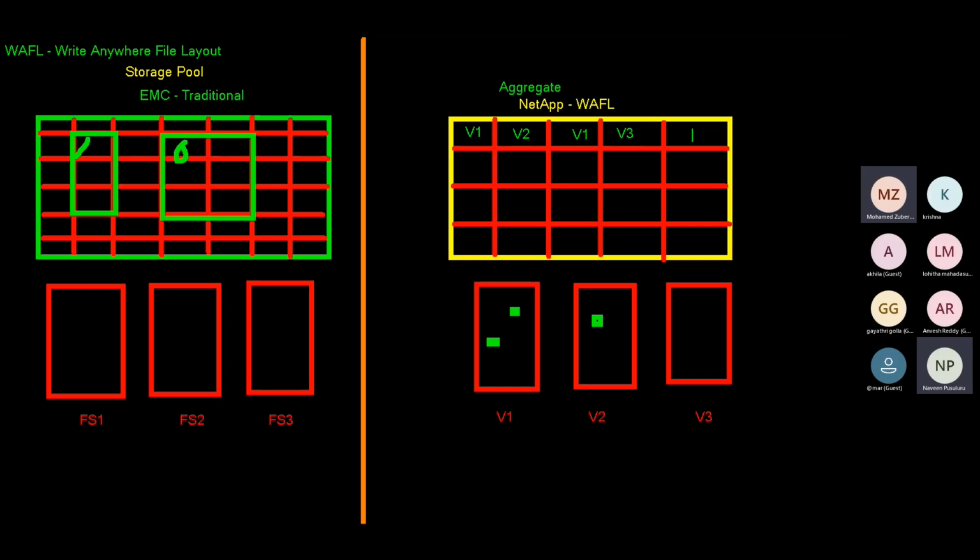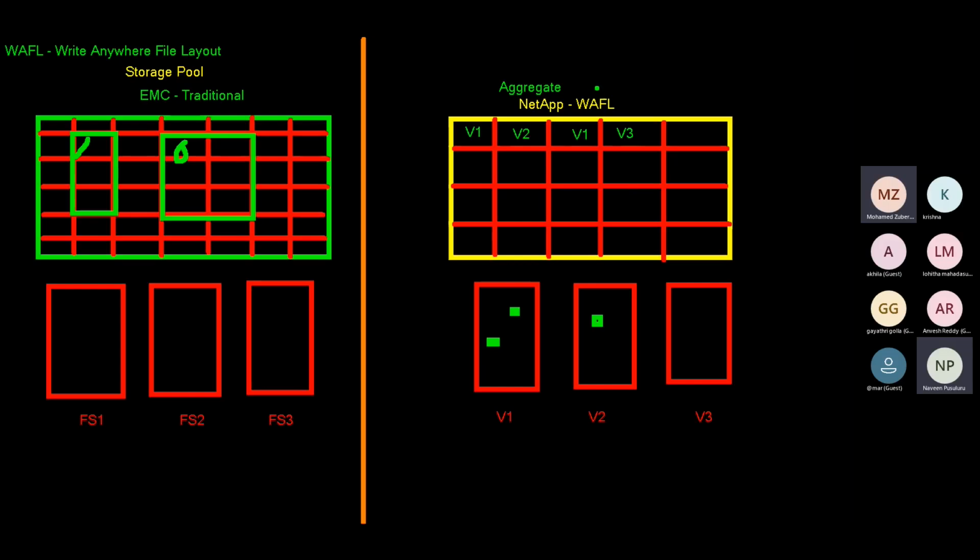That is the reason we are calling it Write Anywhere File Layout. That means there is no reserve for the volumes which are created at the aggregate level. No reserved blocks. If it finds a free block in any location, it will just dump the data there. That's it. Write anywhere.